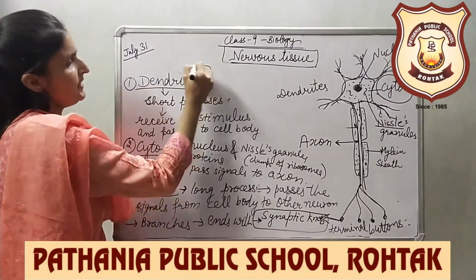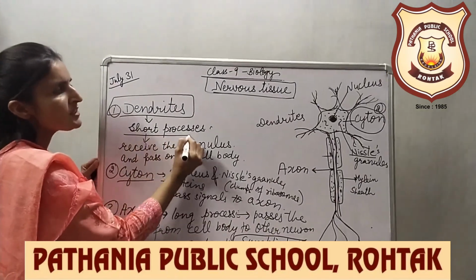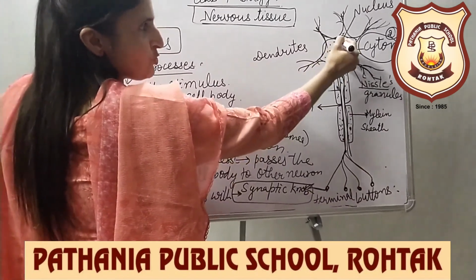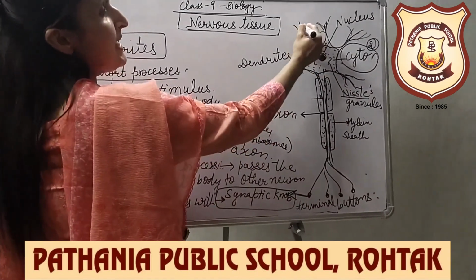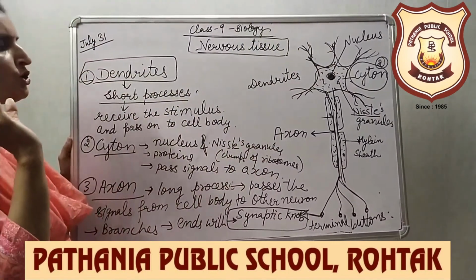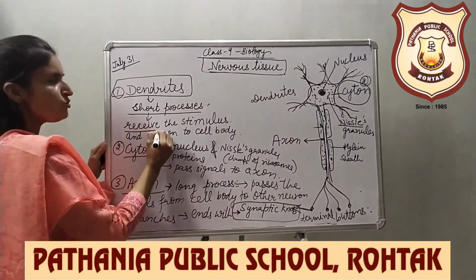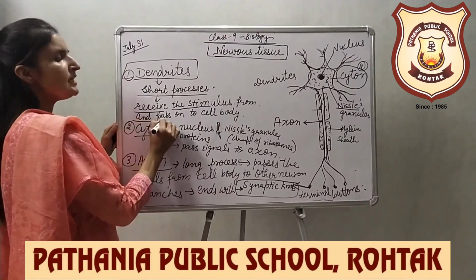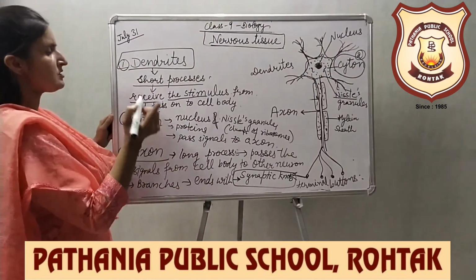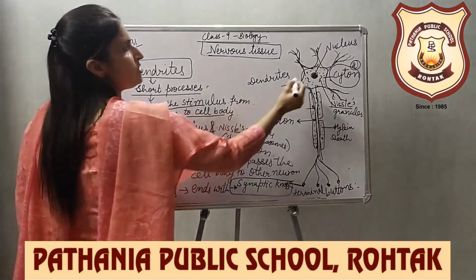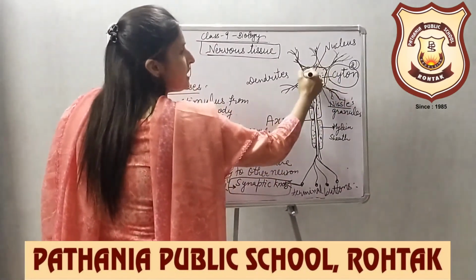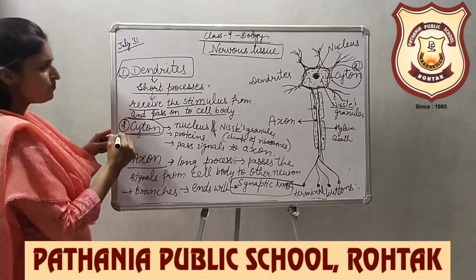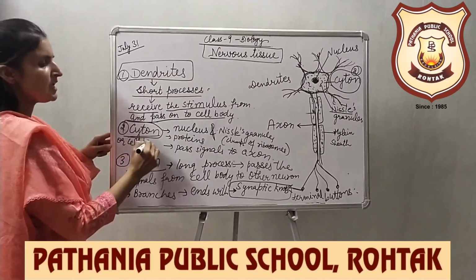Now see, the dendrites. The dendrites are short cytoplasmic processes, meaning these are extensions of the cytoplasm of the cell body and are highly branched but short. Their main function is to receive the stimulus from the surroundings, generate electrical signals and pass these electrical signals to the cell body. This irregularly shaped central portion is called the cyton, or we also call it the cell body.